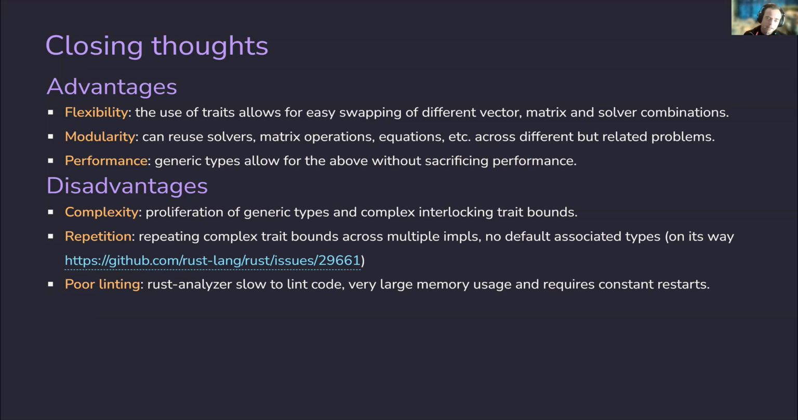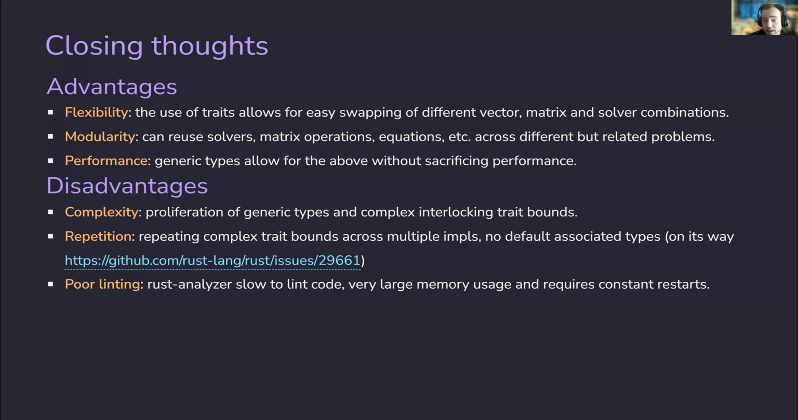Ironically, given the whole point is to make it modular and not repeat your code, there's a lot of repetition in things like trait bounds across multiple implementations, and the lack of default associated types in Rust also gives a lot of repetition. Although this should be fixed fairly soon.